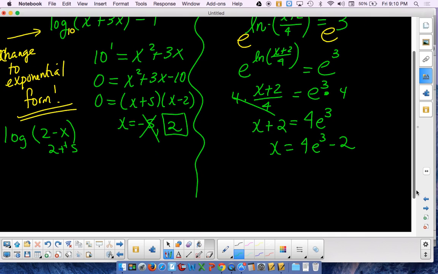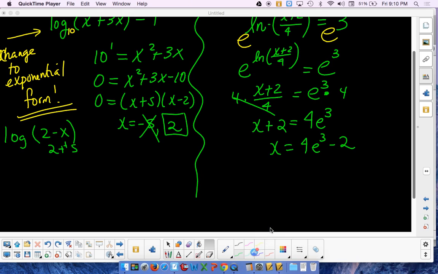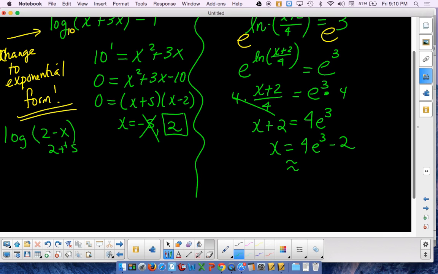However, most of the time, they prefer that you go to a decimal equivalent. So you're going to have to punch that in the calculator, which I am doing at the moment. I don't, for some reason, seem to have that one worked out. So 4e cubed minus 2, and we would get approximately 78.34.